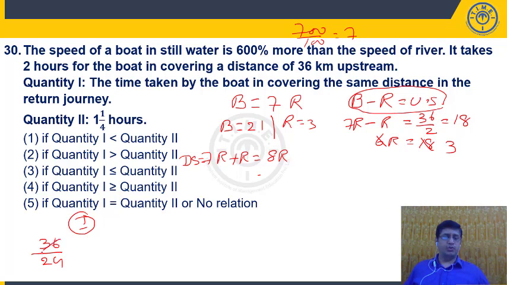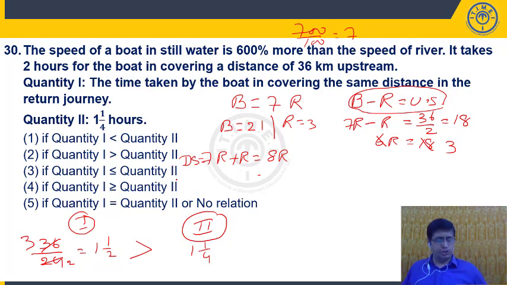So what is the result? 12, it goes 3 times, and 2 times, the result is 1 by 2. Now look at the quantity 2. Quantity 2 here is given as 1 by 4 hours. 1 by 2 and 1 by 4, if we observe, 1 by 2 is greater than 1 by 4, so the right choice here is option 2.